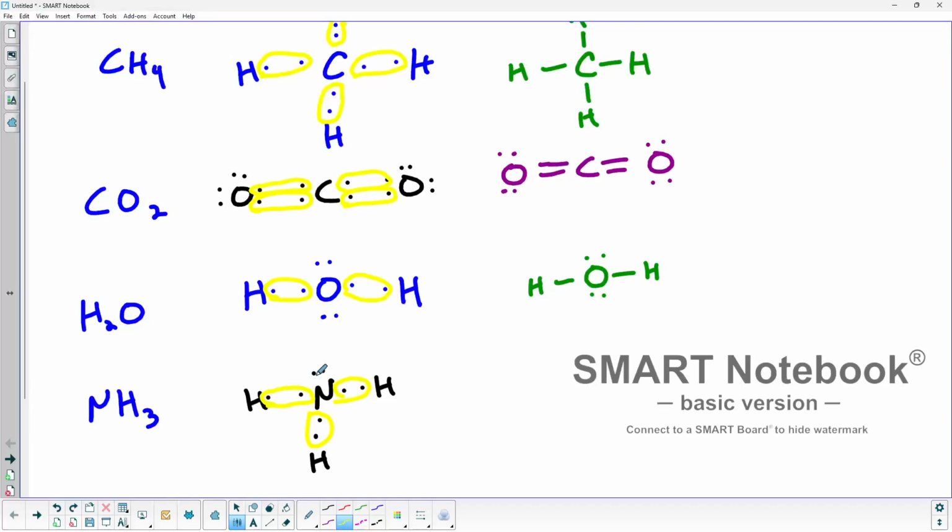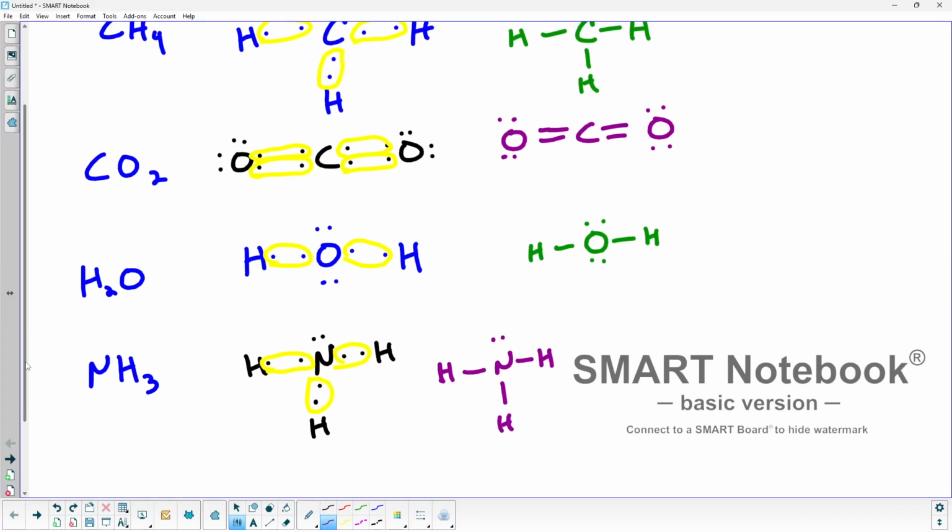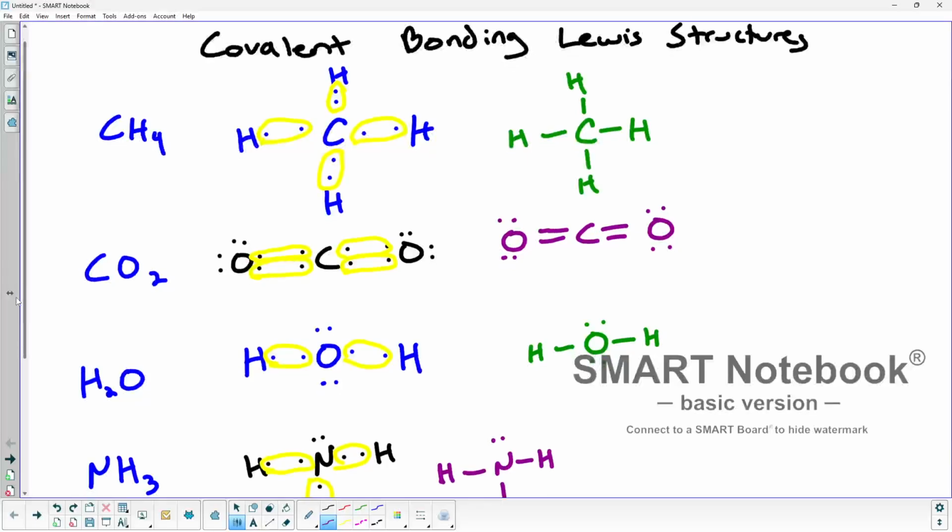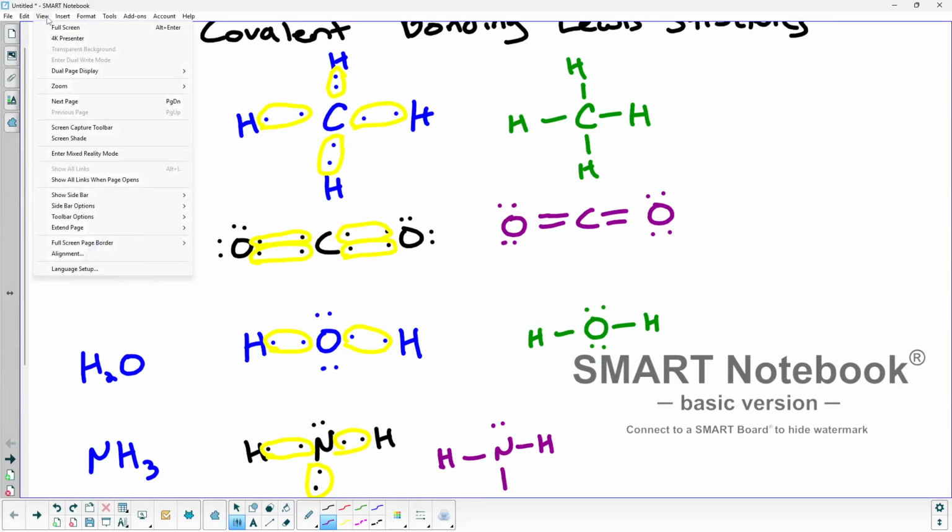2, 4, 6, 7, 8 for the nitrogen. Each hydrogen has 2. And the final Lewis structure for that would look like this. Again, you still have to show those valence electrons. So what we're going to talk about next, same view here.